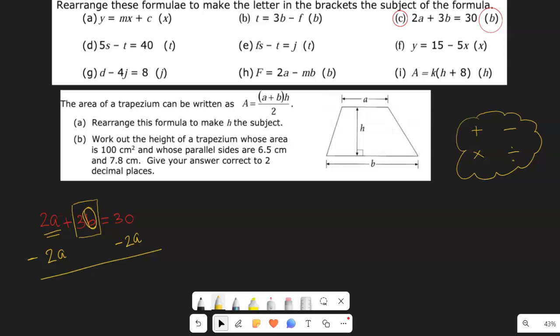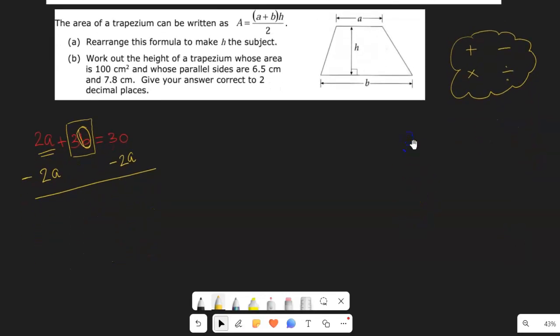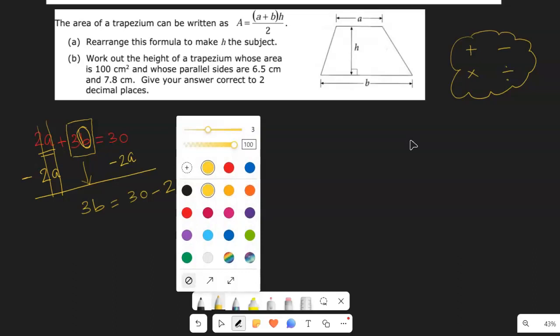So we are on the right track. The same quantity with the opposite sign will get cancelled out. Now we can carry forward 3b equals 30 minus 2a. That is the equation we have now. And we are specifically looking for the variable b, so we need to work on that variable.